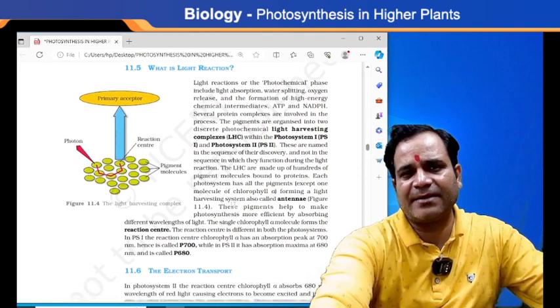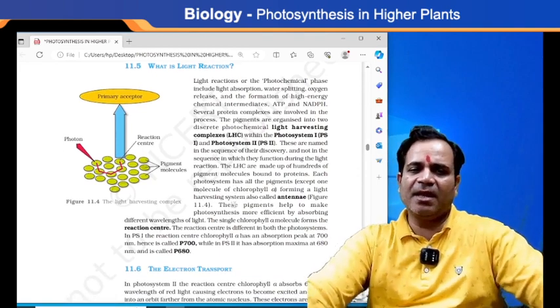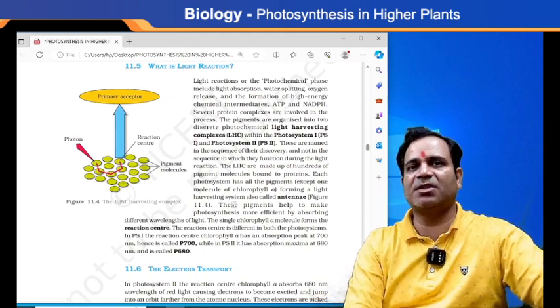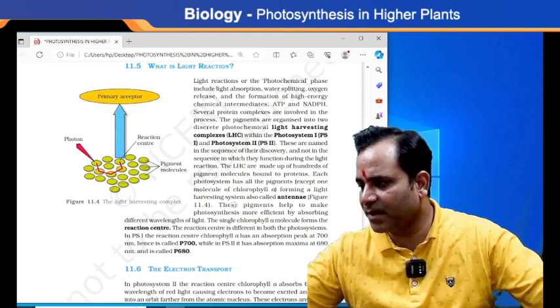Let's see what the light reaction is and what the dark reaction is. Whenever I talk about the light reaction, it means the reaction which occurs in the presence of sunlight. Okay, wait a moment.